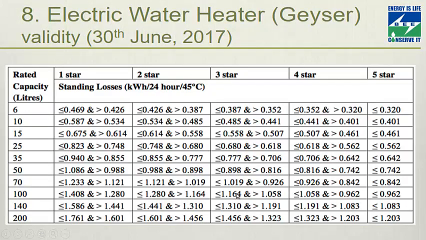So similarly for water heater, you can see if we have a 50-liter water heater or geyser, for 1 star it has standard losses, that is losses in 24 hours at 45 degrees centigrade, in kilowatt hour, that is 0.988 to 1.086. We can say approximately it is 1 kilowatt hour, and for 5 star it is only 0.742 kilowatt hour. Again, you can see from here that the losses in this case are very less.